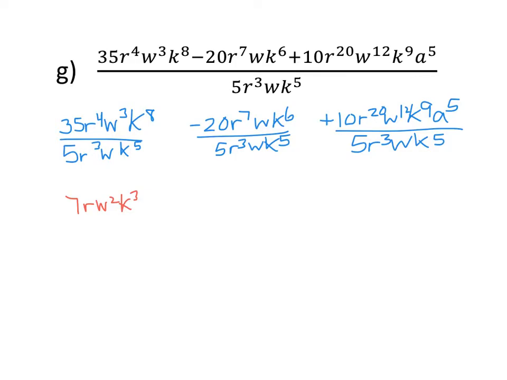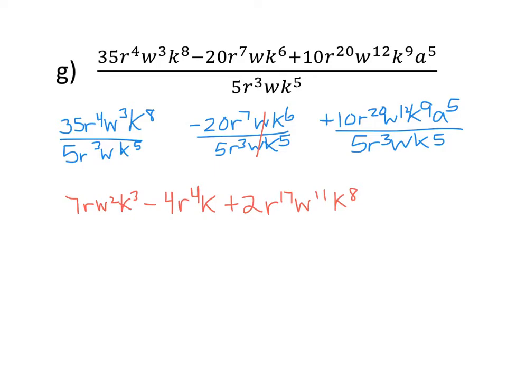Second term, negative 20 divided by 5 is negative 4. R to the 7th divided by R to the 3rd is R to the 4th. W divided by W is 1. And K to the 6th divided by K to the 5th is K to the 1st. Last term, positive 10 divided by 5 is positive 2. R to the 20th divided by R to the 3rd is R to the 17th. W to the 12th divided by W to the 1st is W to the 11th. K to the 9th over K is K to the 8th.